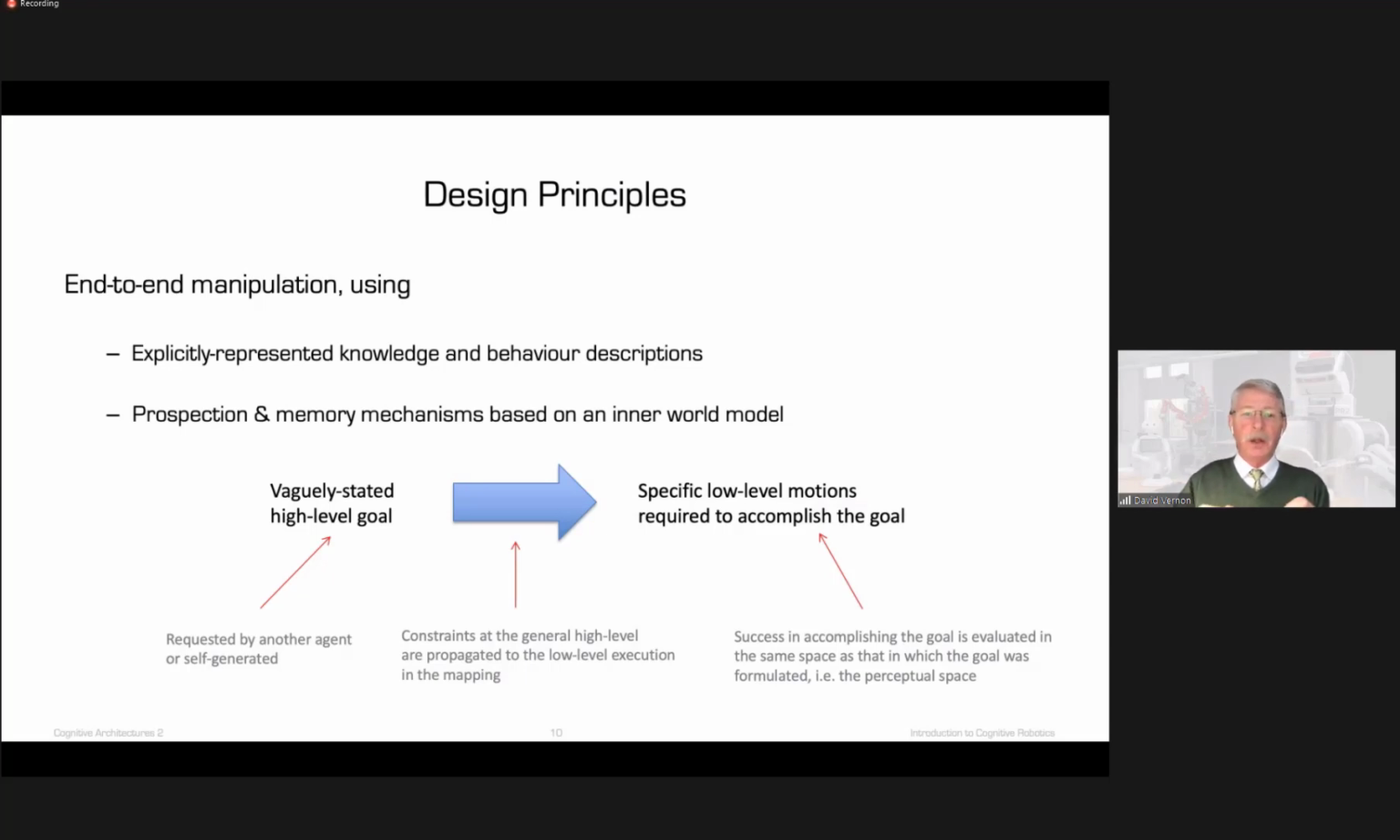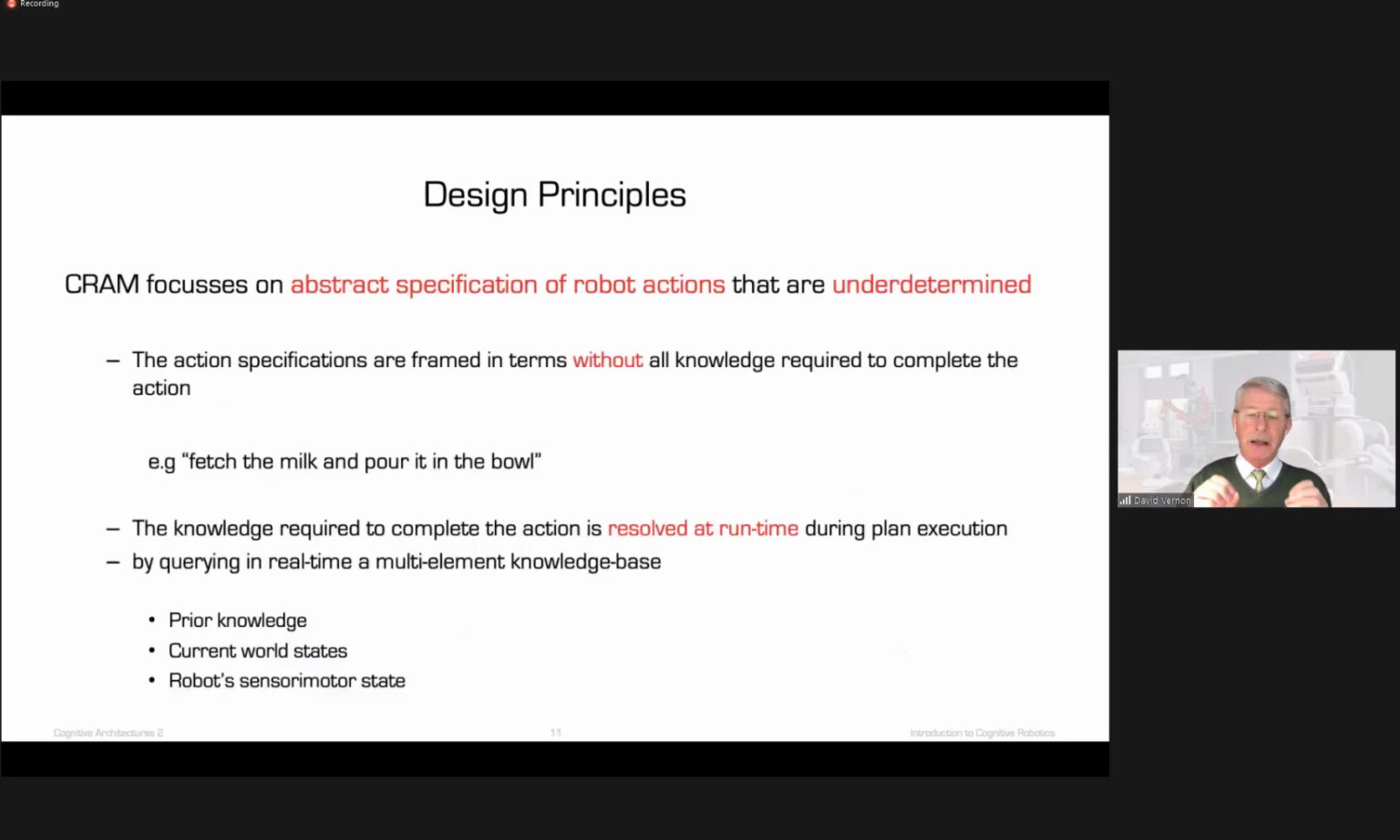CRAM focuses on an abstract specification of robot actions. And by abstract, I mean that we specify them in an underdetermined, in a sort of vague way. So the action specifications are framed in terms where you do not have all the knowledge which is required to accomplish the action. So you might say, fetch the milk and pour it in the bowl. Or you might say, fetch the spoon. Well, where is the milk and where is the bowl and how should I put it into the bowl?